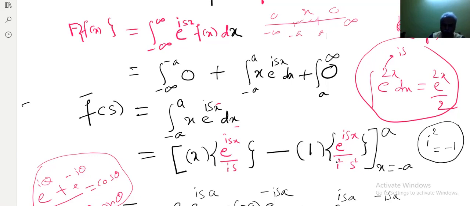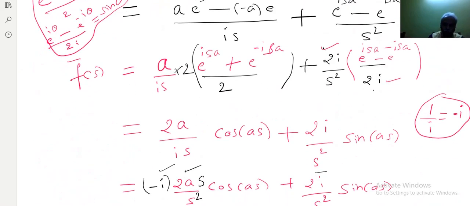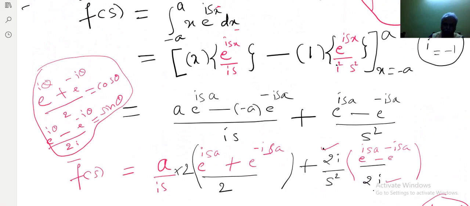Then wherever x is there you are putting limit. Dear students, always don't forget, with respect to what you have integrated, with respect to that you have to put the limits. See, we have integrated with respect to x. So you have to put limit wherever x is there. So that we did, x equal to a upper limit, minus x equal to minus a lower limit.